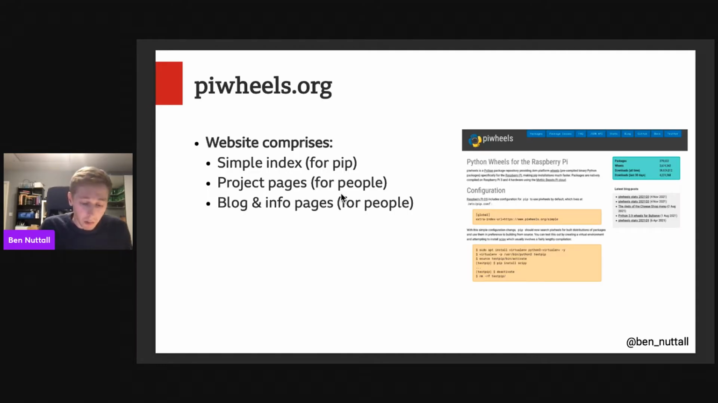So the piwheels website, piwheels.org, is similar in structure to PyPI. It provides a simple index, which is what pip uses. So pip requests go to the simple index within piwheels or PyPI. And we also have project pages, which are sort of a human browsable index where you can actually look around the website and look at packages and see which ones we have, that kind of thing. And we also have some additional info pages, and there's a blog and things on there as well.